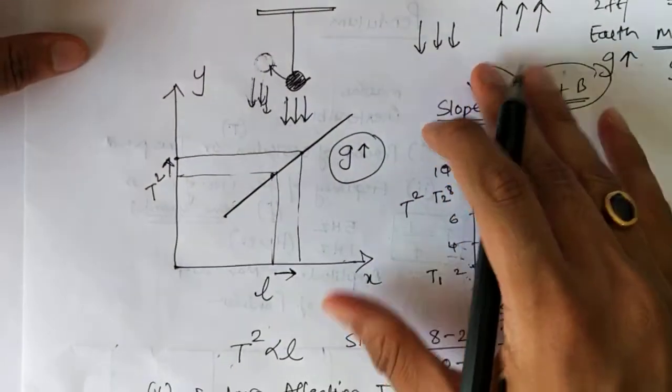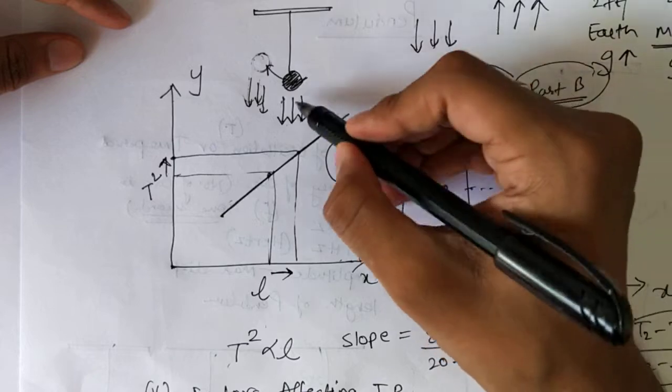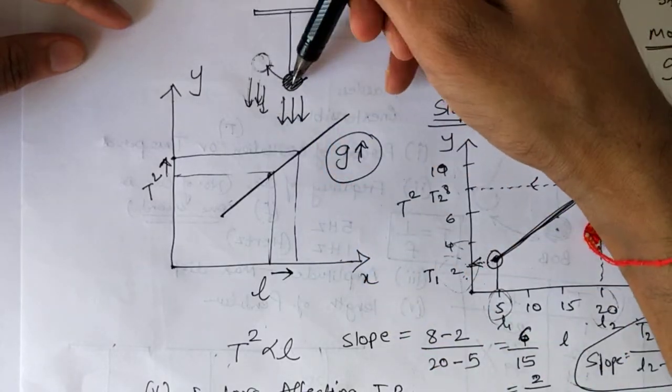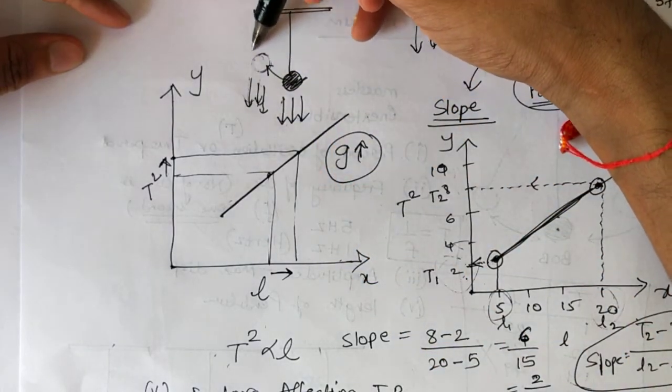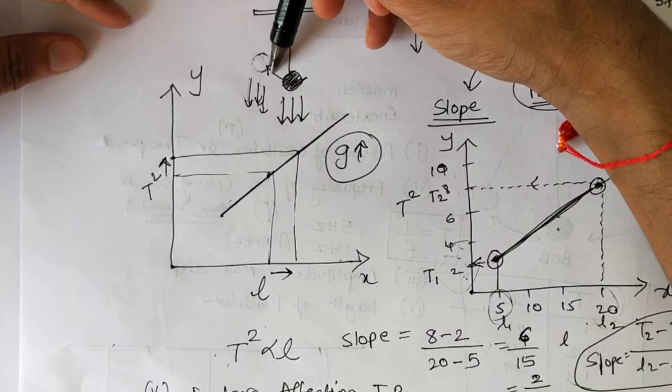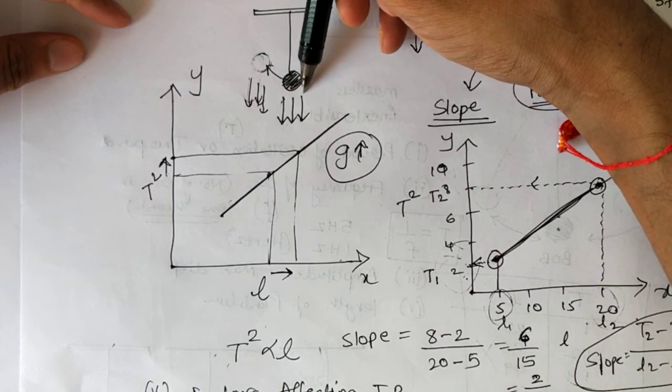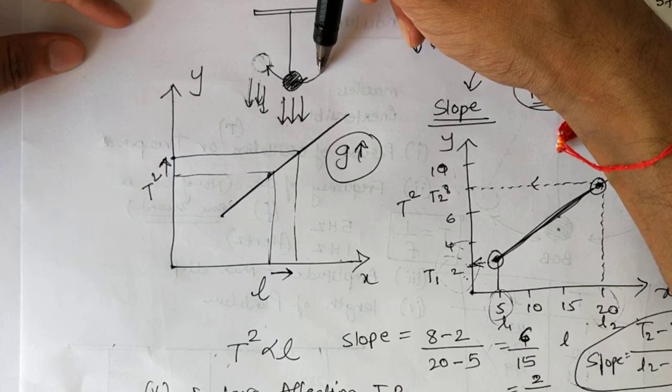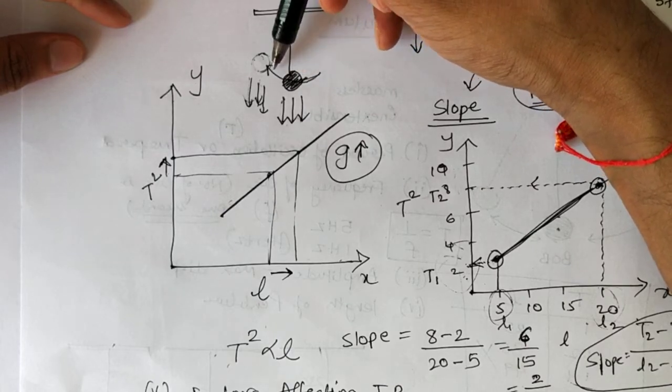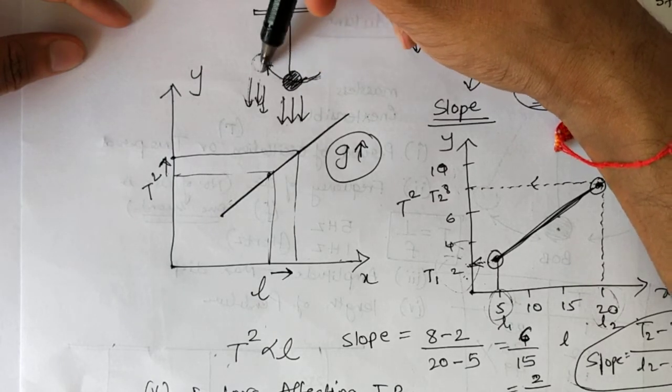So in the same way, if the gravity is more, it will pull the pendulum down. So it won't be possible for the pendulum to go up. It will travel a small distance and it will come back. On the left side also it will travel a small distance and then come back. So this length will be less.